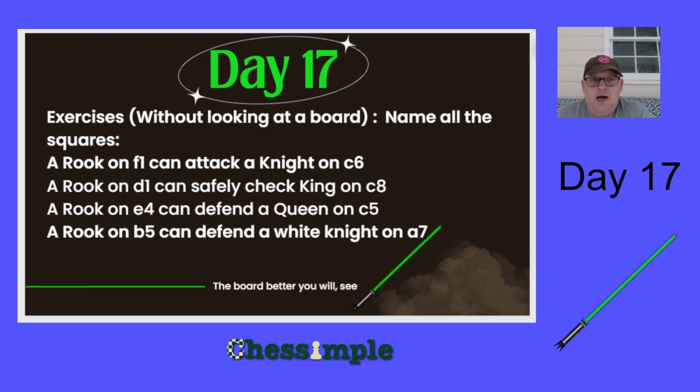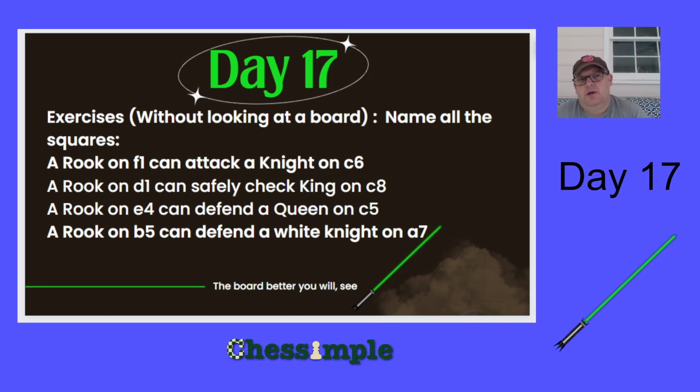are, name all the squares from which a rook on f1 can attack a knight on c6. So name all the squares a rook on f1 can attack a knight on c6. Then the second question is, name all the squares a rook on d1 can safely check a king on c8.